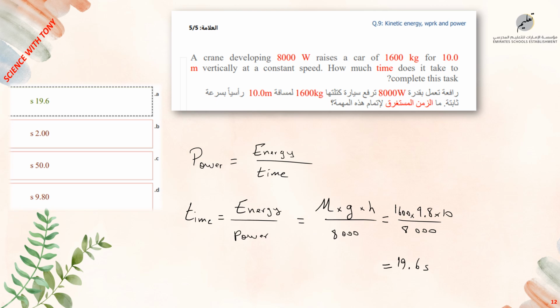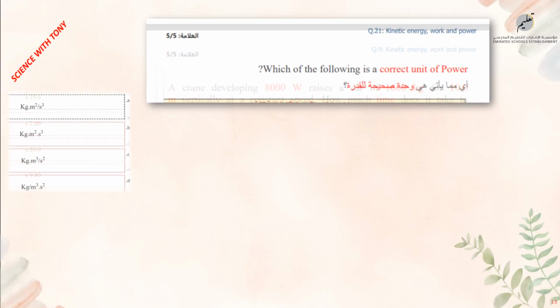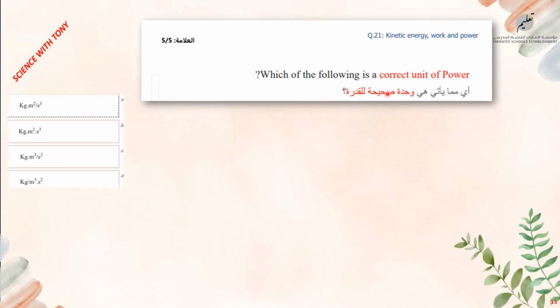The next question now. Which of the following is a correct unit of power? Also the same equation, where power is equal to energy over time. Let's consider here the kinetic energy, which is half mv squared, over time.